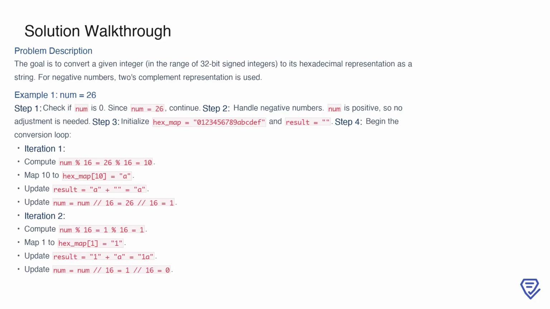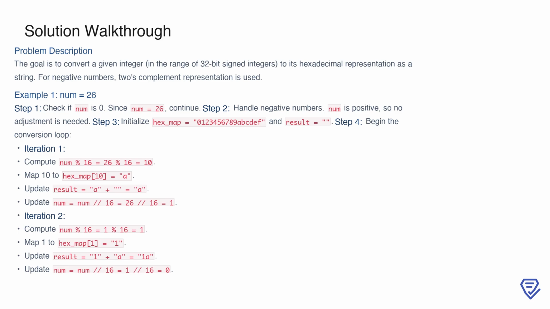To solve this problem, the objective is to convert a given integer into its hexadecimal string representation. This includes handling both positive and negative integers within the range of 32-bit signed numbers. If the number is negative, we use its 2's complement representation. Let's start with an example where the input number is 26. First, we check if the number is 0. Since 26 is not 0, we move forward. Since the number is positive, no adjustments are needed.